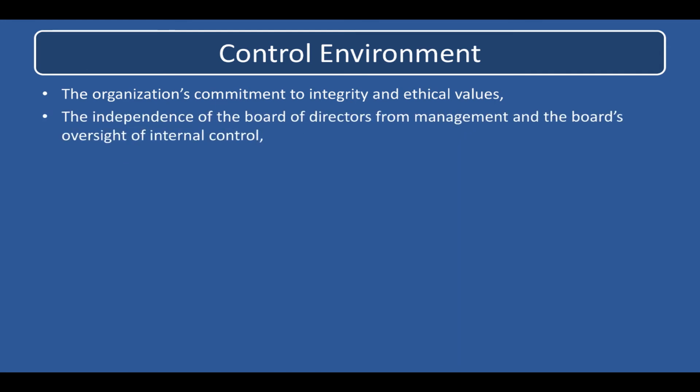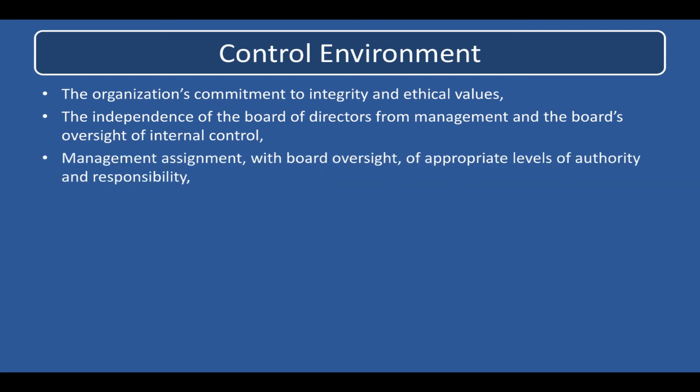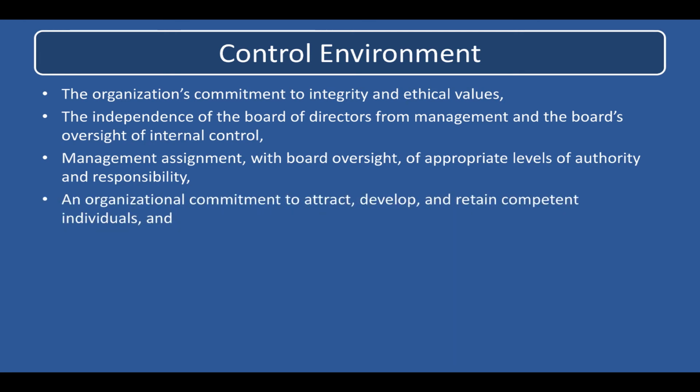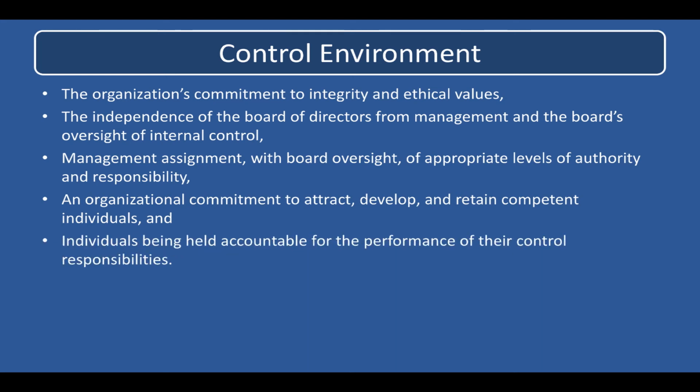An organization's control environment is the foundation for all the other elements of internal control, setting the overall tone for the organization. Factors that affect a company's control environment are the organization's commitment to integrity and ethical values, the independence of the board of directors from management, and the board's oversight of internal control, management assignment, with board oversight, of appropriate levels of authority and responsibility, an organizational commitment to attract, develop, and retain competent individuals, and individuals being held accountable for the performance of their control responsibilities. The control environment is particularly important because fraudulent financial reporting often results from an ineffective control environment.